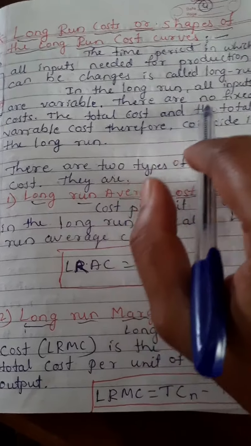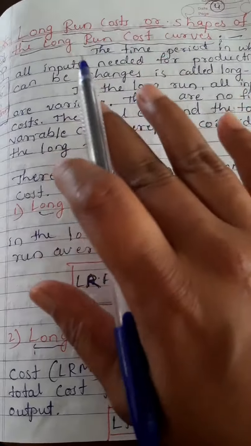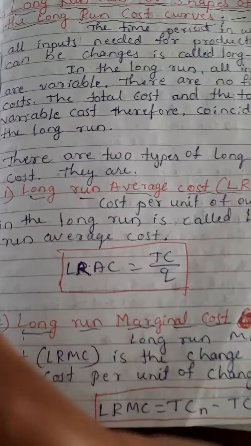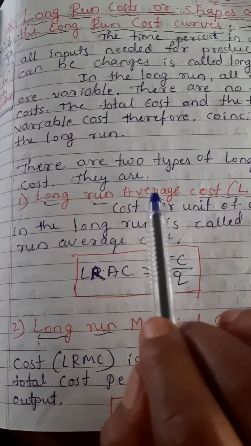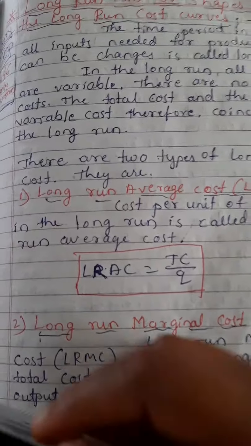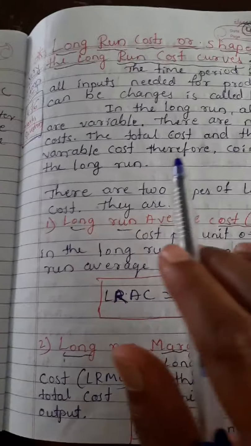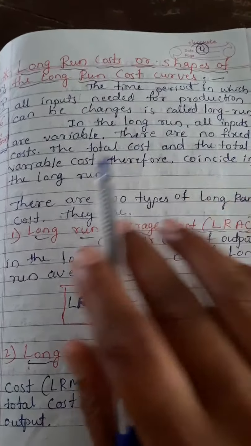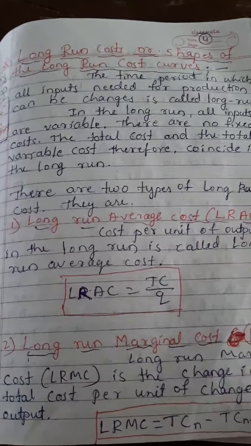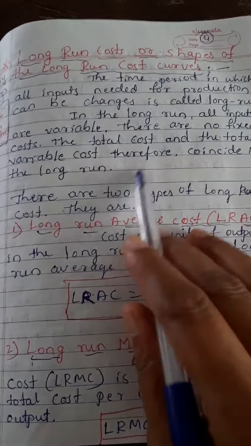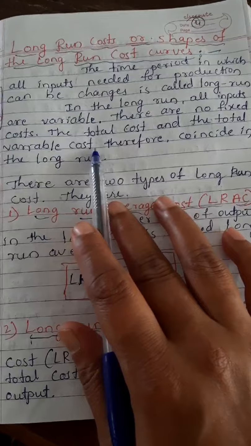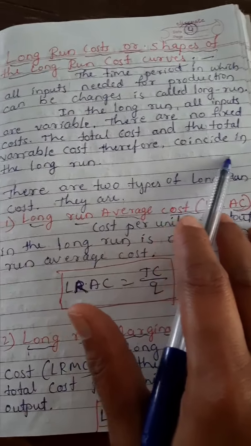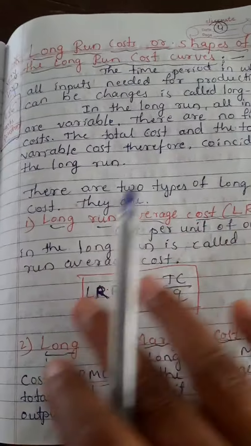In the long run all inputs are variable, but in the short run one is fixed and the others are variable. Okay, ಅಲ್ಲಿ ಏನು ಮಾಡಿದ್ವಿ ನಾವು, ಒಂದನ್ನು ಫಿಕ್ಸ್ಡ್ ಇಟ್ವಿ, ಉಳಿದಿದ್ದನ್ನೆಲ್ಲ ವೇರಿಯಬಲ್ ಇಟ್ಟಿರ್ತೀವಿ. But in the long run all the factors of production or inputs are variable. There is no fixed cost, so the total cost and the total variable cost are the same, therefore consider the long run here.